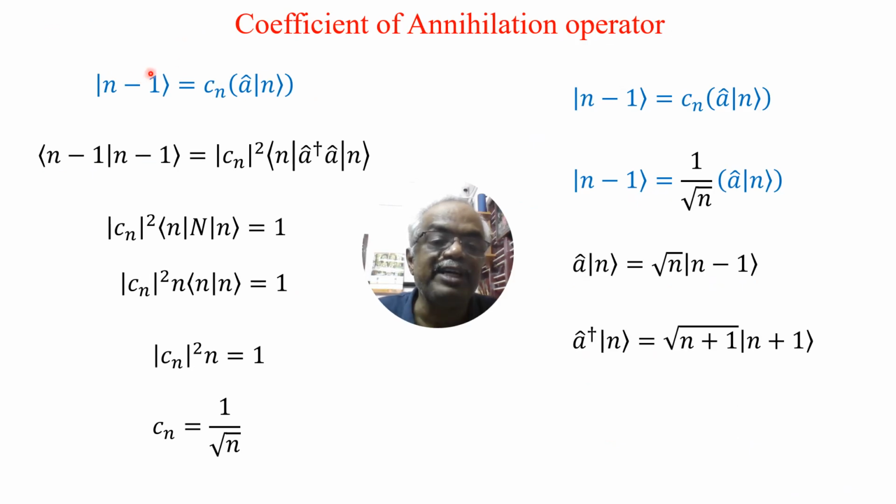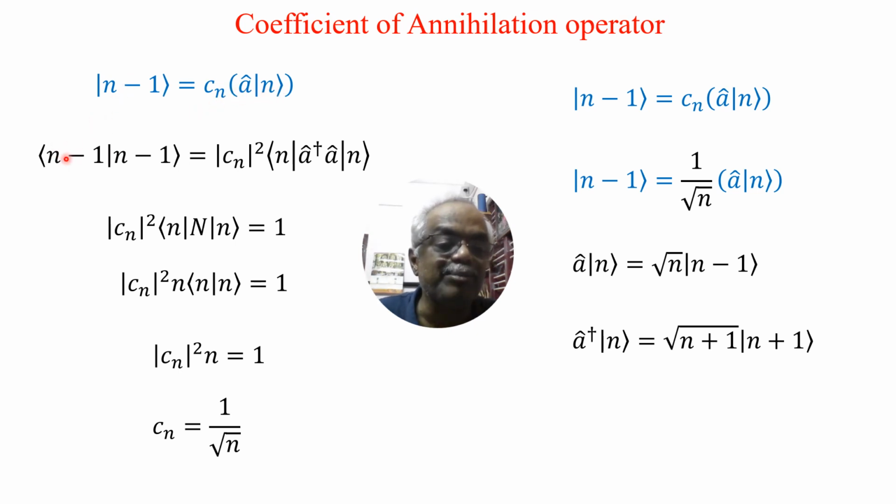Now we will find the coefficient of the annihilation operator. You will get |n−1⟩ when the annihilation operator acts on the ket |n⟩, of course with the expansion coefficient Cn.